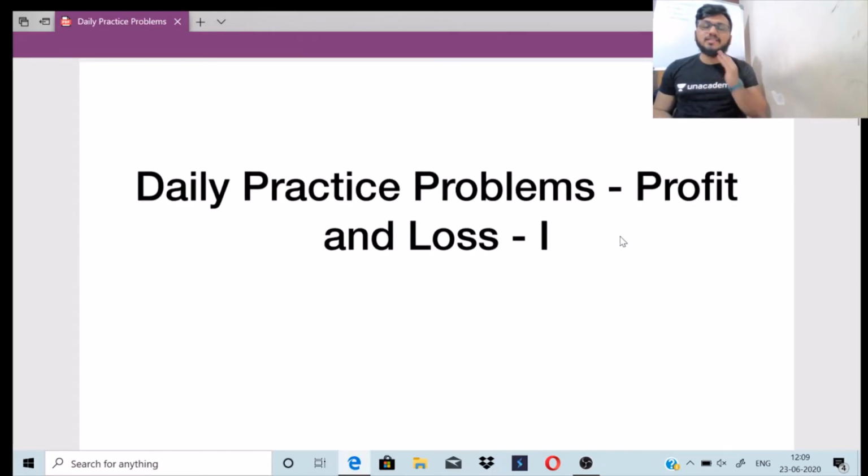So as told by me previously in the previous daily practice problems, we had two parts: the ratio and proportion, in which we had three parts, and the mixture and allegation, in which we had three parts. Now I'll be moving on to the next topic of our quantitative aptitude problems, that is profit and loss. If you see it properly, these three topics, profit and loss, ratio and proportion, and mixture and allegation, are correlated with each other.